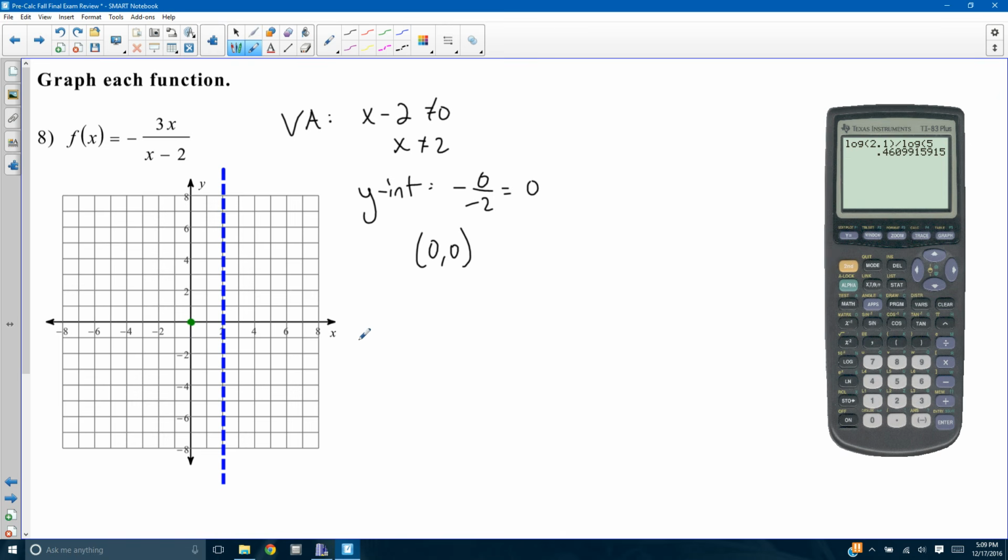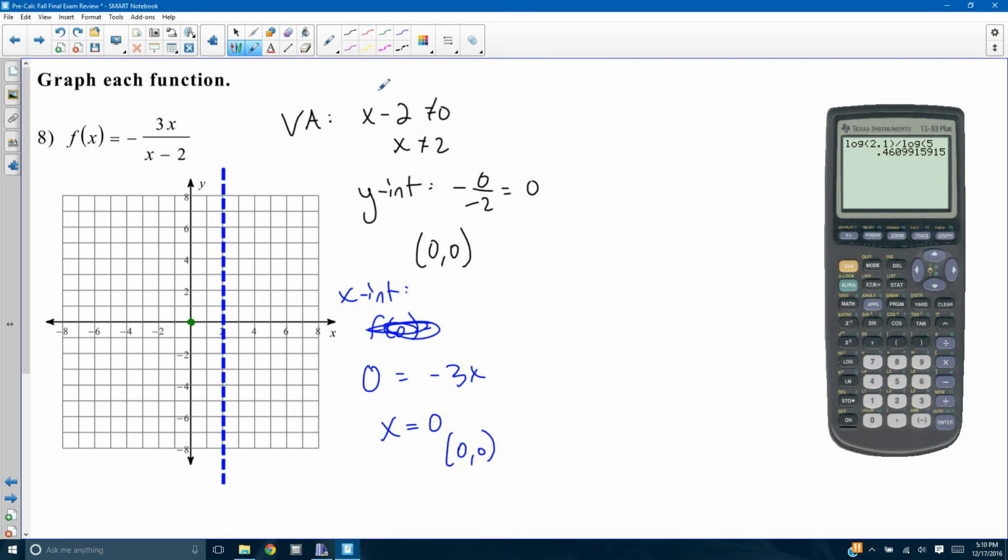So let's take f of 0 and figure out what y becomes when x is 0. For the x-intercepts, excuse me, we just did that. Let's substitute 0 for y and figure out what x would have to become. Divide both sides by negative 3. x equals 0. Looks like that's the only one as well. So also (0, 0). So we have these points plotted. We're good to go.